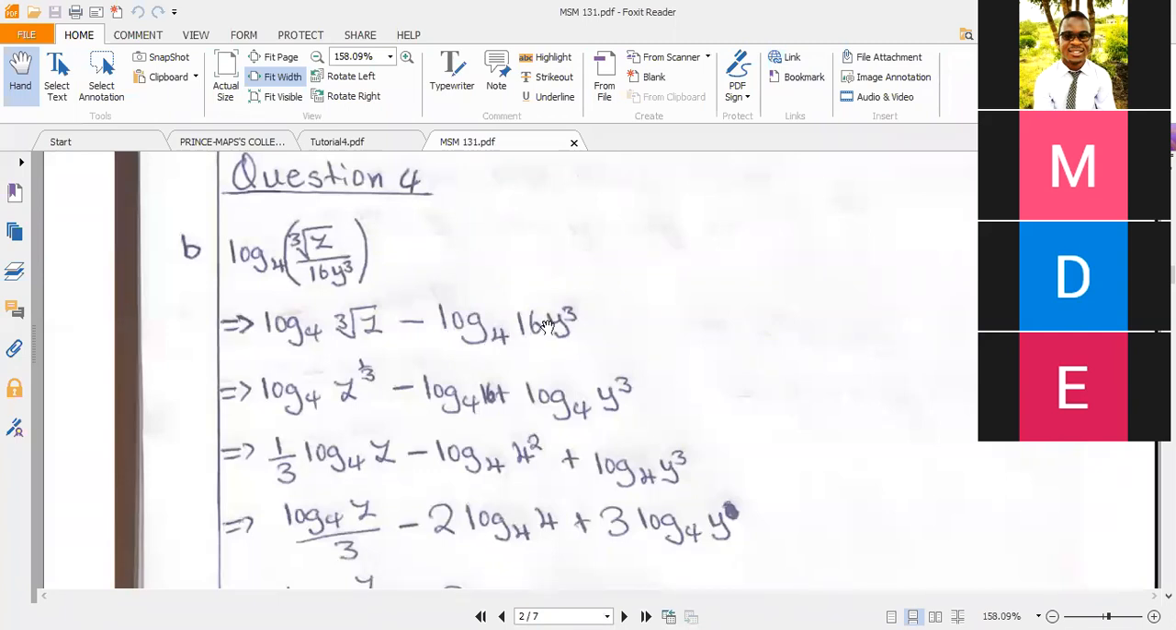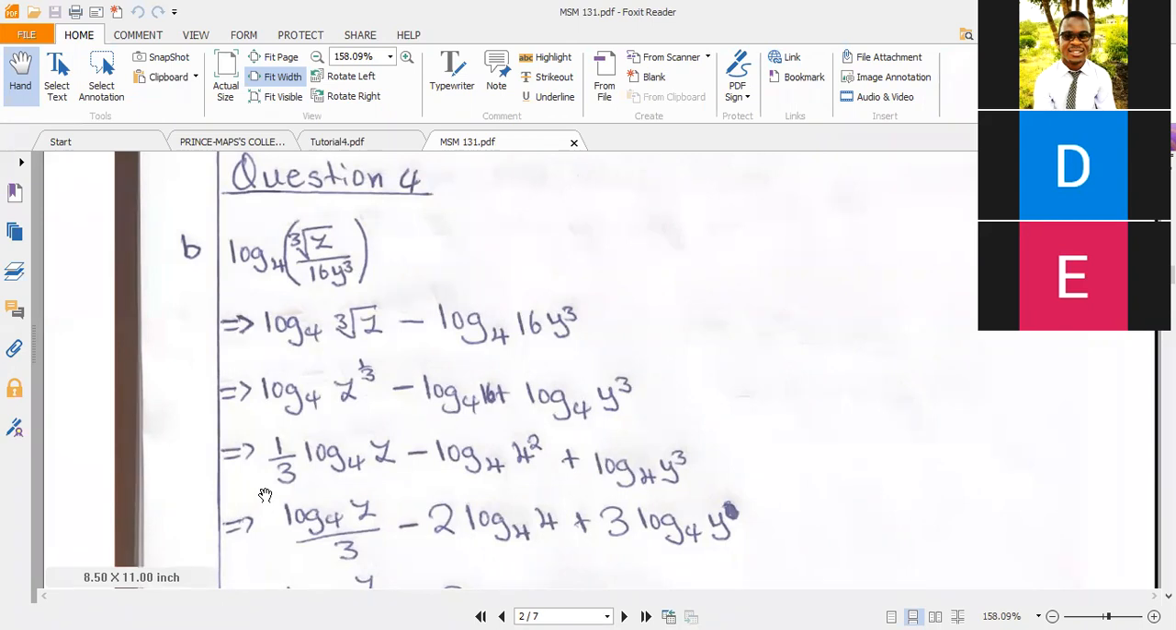Then you also realize 16y to the 3 is an addition of logs because there is 16 and y to the 3, which are multiplying. So we can rightly say log 4 z, because the cube root of z is the same as z to the power 1 over 3, minus log 4 16 plus log 4 y to the 3. Because we've just changed this guy and separated them because they're two multiplying numbers.